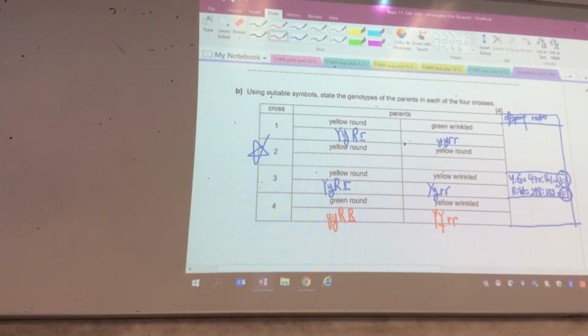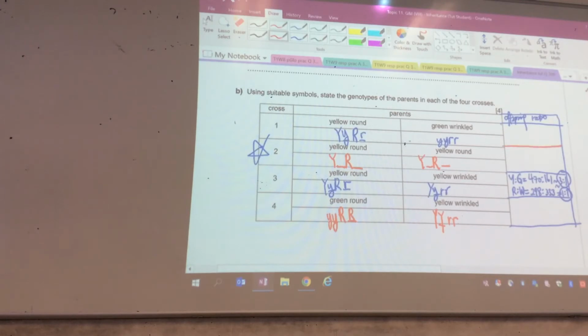Alright, so you need to look at the offspring also. Now let's go back to cross number 2. Okay, I think this is the most difficult. So we look at yellow and round first, the first parent for cross 2. Yellow round, I know it is big Y dash, big R dash. The other yellow and round is also big Y dash, big R dash. So that's what I know from the parent so far.